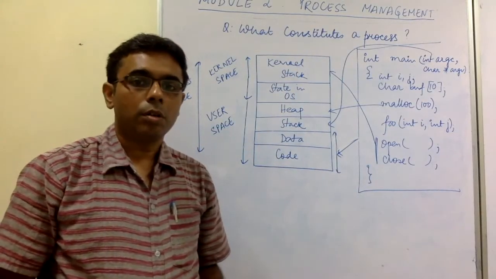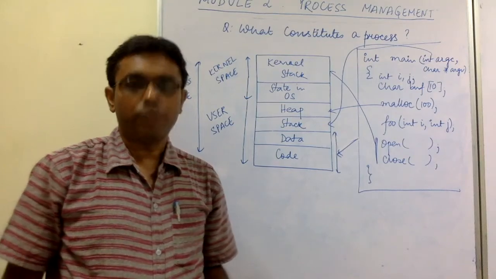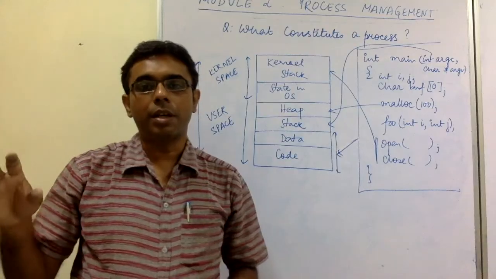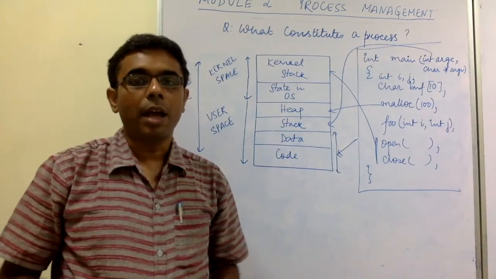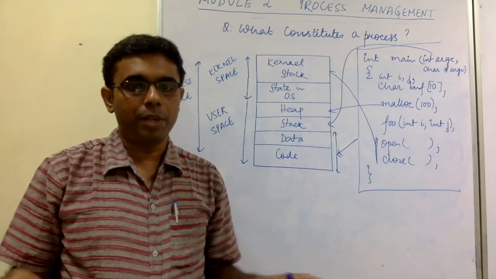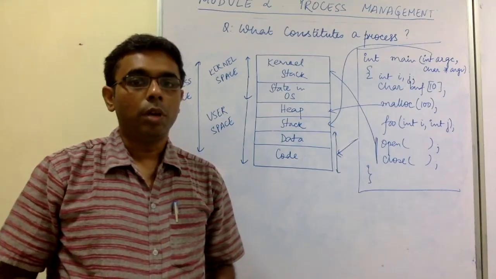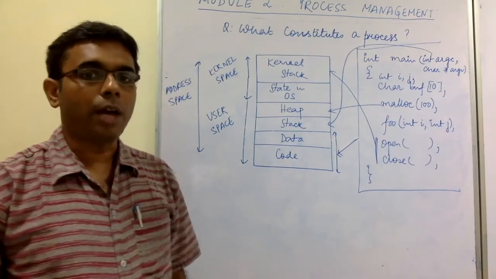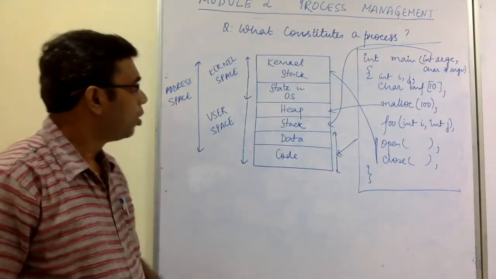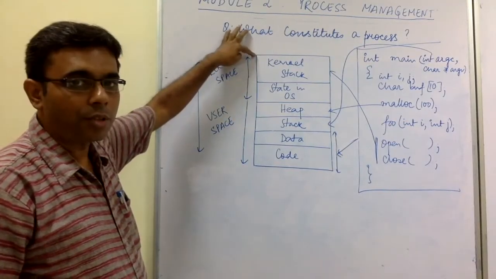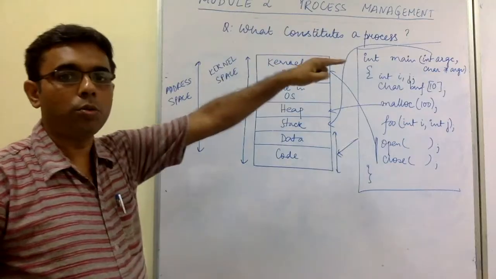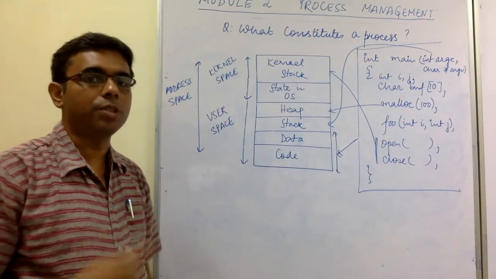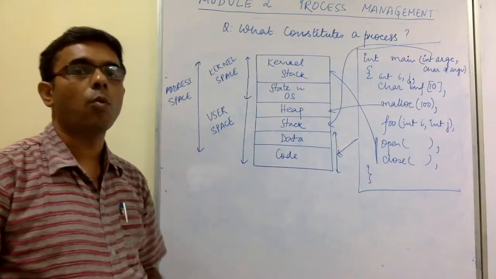Once the OS has created the address space, it has built the platform to start execution of this process. And how does the process execution start? Well, the first address of this address space is loaded onto the program counter of the CPU, and the CPU then starts executing each one of these instructions one by one.